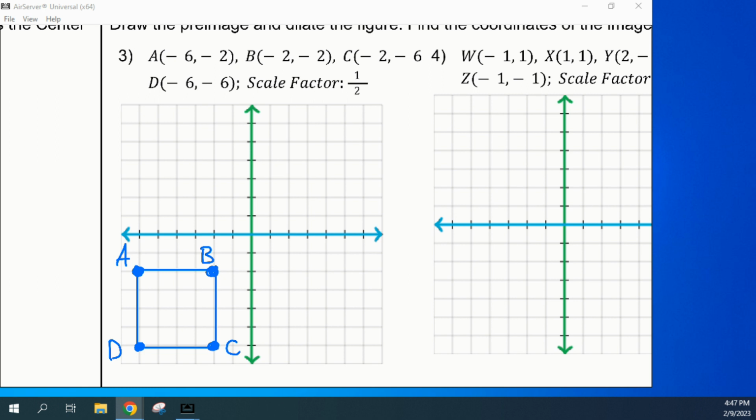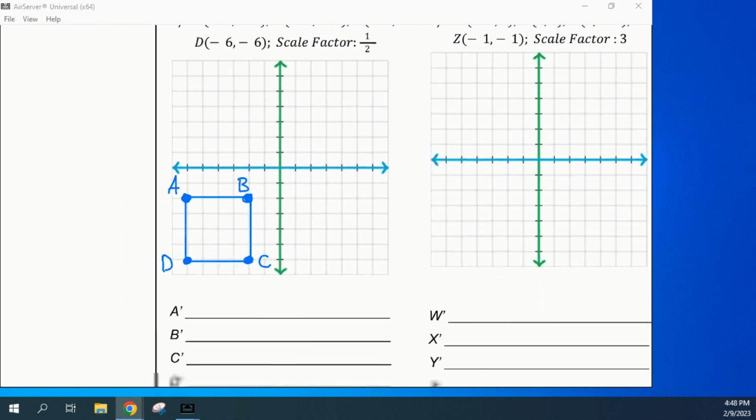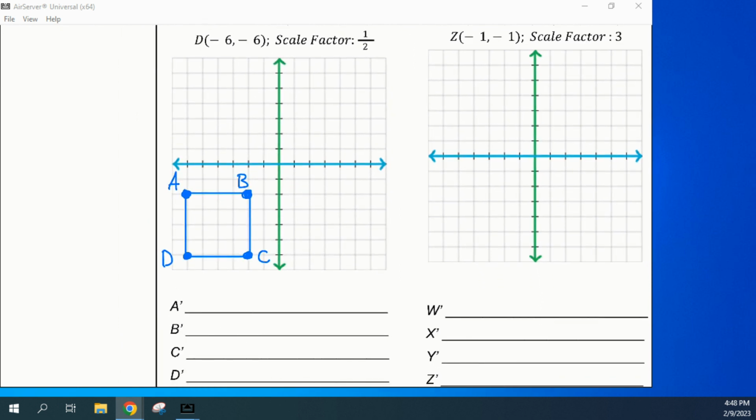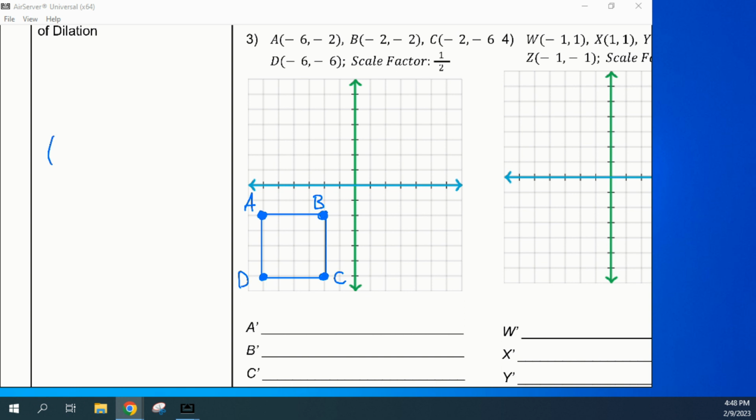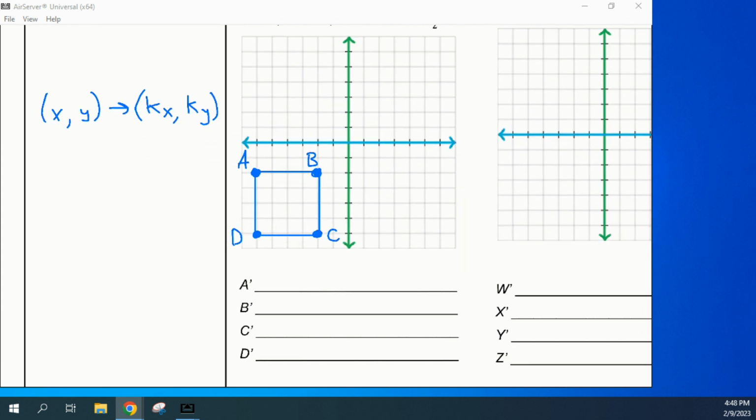So we have a scale factor of 1/2. What would happen here then, based off of the front side, is that we would expect this square to get smaller. Remember, if we have an x and a y, our rule is going to be taking the scale factor times x and the scale factor times y. So you're going to see me do that down here on these lines. It's going to look like a lot of work, but honestly, it's not too bad.